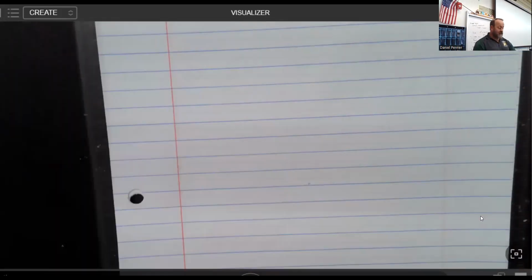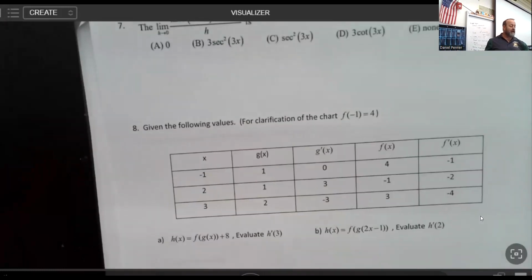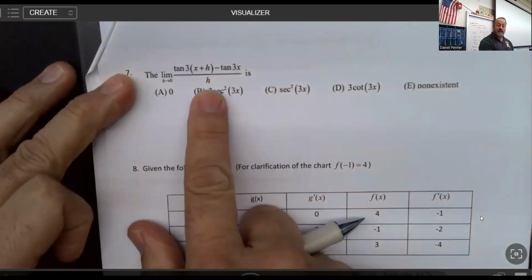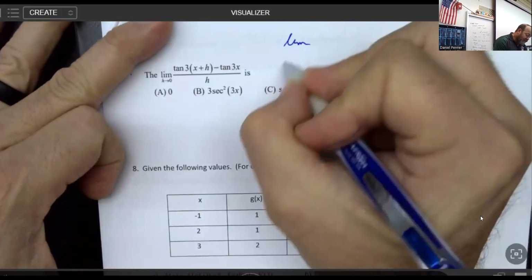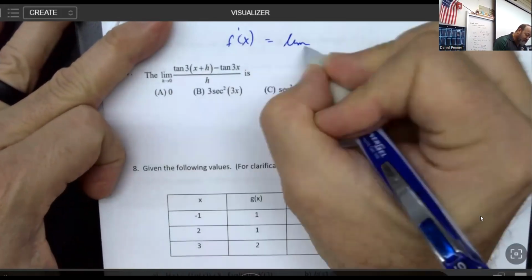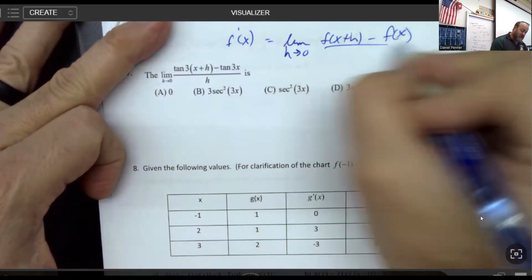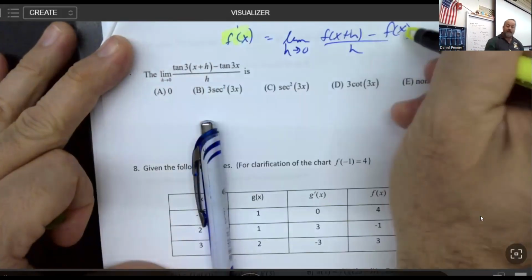All right. Next one, number 7. At first glance, this looks like, oh my gosh, what a crazy hard problem. Oh no, I have to do the formal definition of a derivative. No, it says find the limit. And if you recognize that this is a limit, remember, f prime of x is the limit as h goes to 0 of f of x plus h minus f of x all over h. So this is the derivative of that function right there.